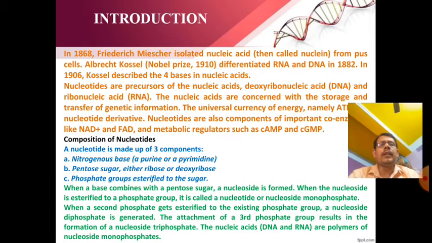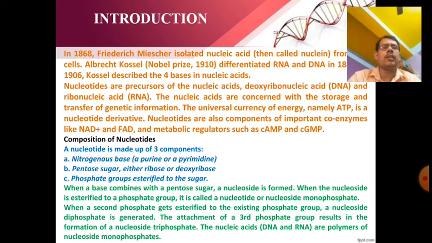All nucleic acids are polymers of nucleotides, and nucleotides are the precursors for the nucleic acids, deoxyribonucleic acid and ribonucleic acid. Nucleic acids are involved in the storage and transfer of genetic information, and the universal currency of energy, ATP, is a nucleotide derivative. Nucleotides are also components of important coenzymes like FAD and NAD, and metabolic regulators such as cyclic AMP and cyclic GMP, cyclic adenosine monophosphate and cyclic guanosine monophosphate.